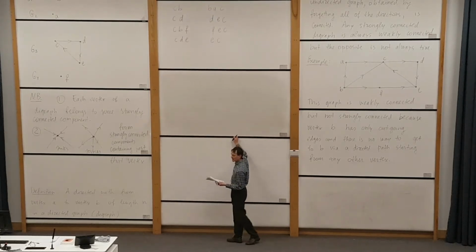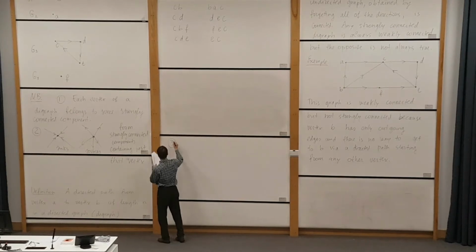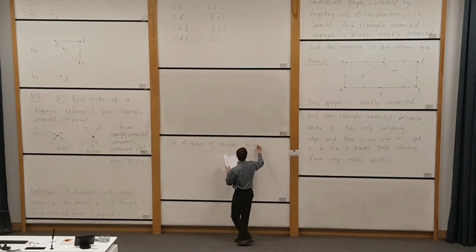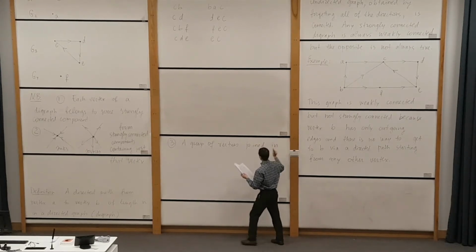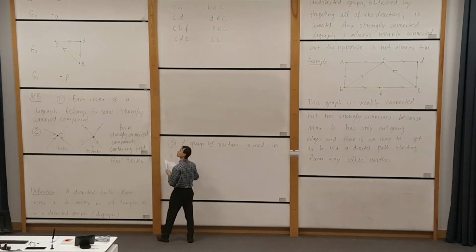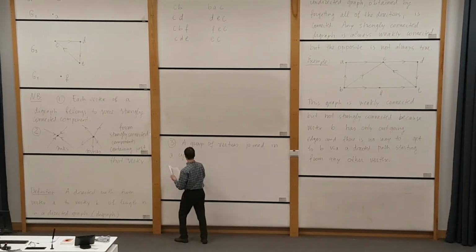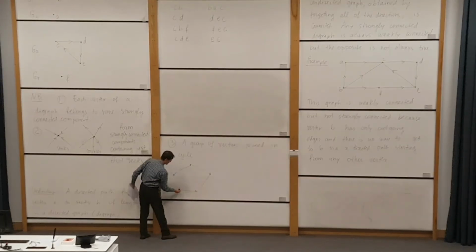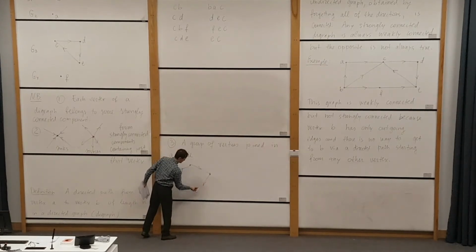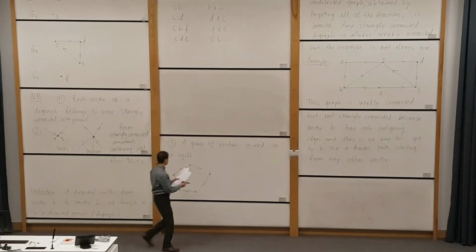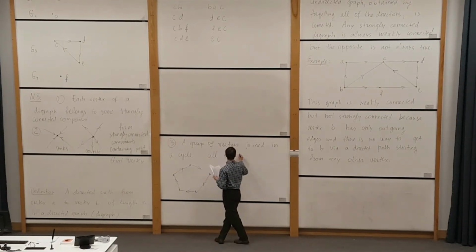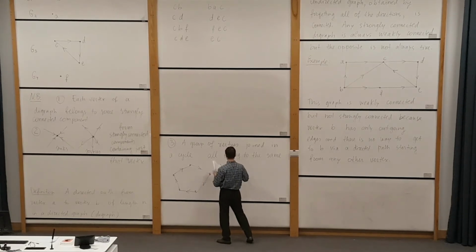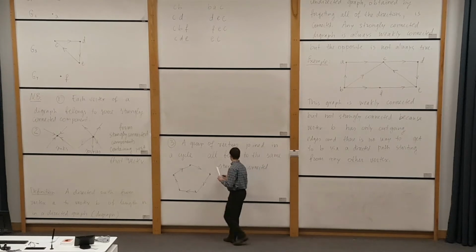Furthermore, as we've noticed, cycles. Remark 3: a group of vertices joined in a cycle, something like this, with arrows going like that, all belong to the same strongly connected component.